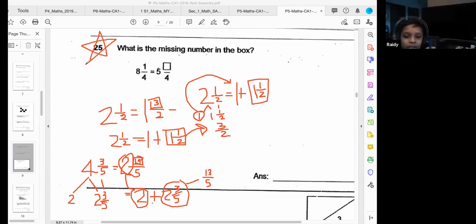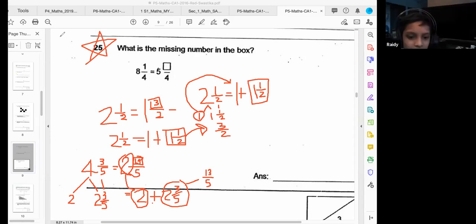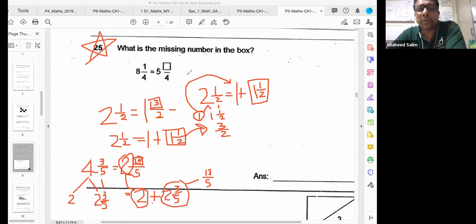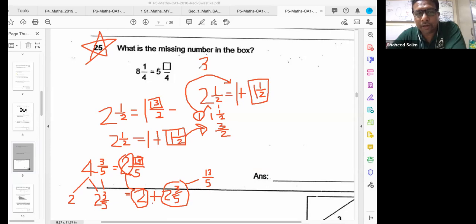Mr. Shaheed, I have an easier method. What's your method? Okay, explain. For example, 4 and 3/5 equals to... we take this one, we take this one, we take this one now. So you take 8 minus 5, which will be 3. Okay, then you get 3.